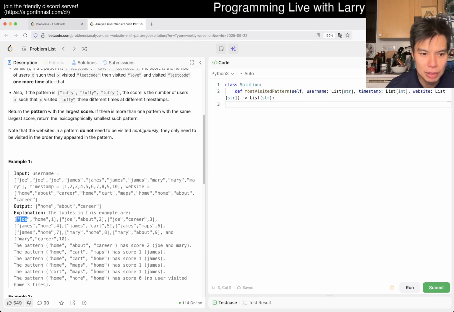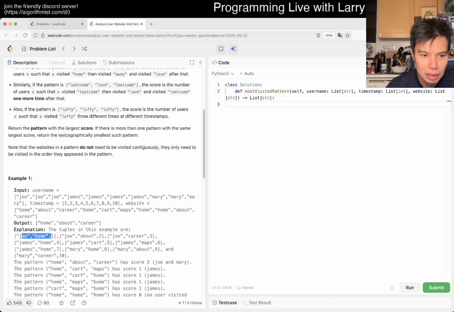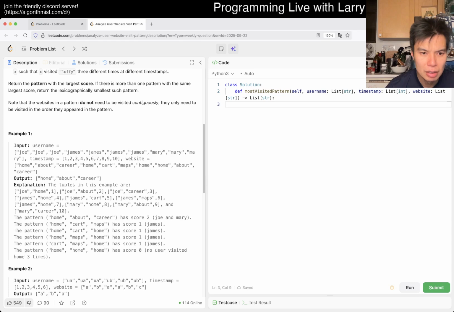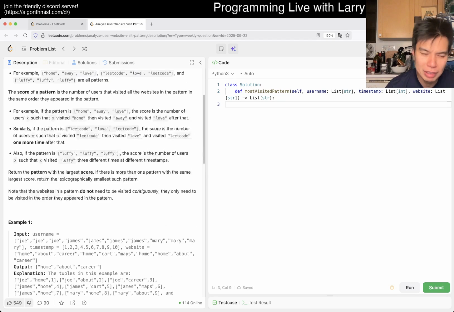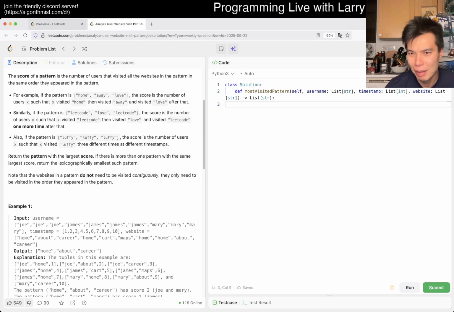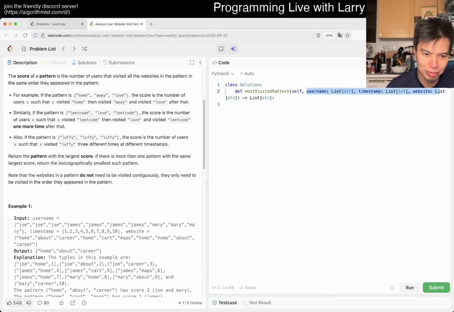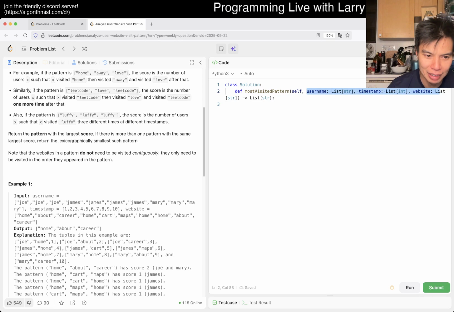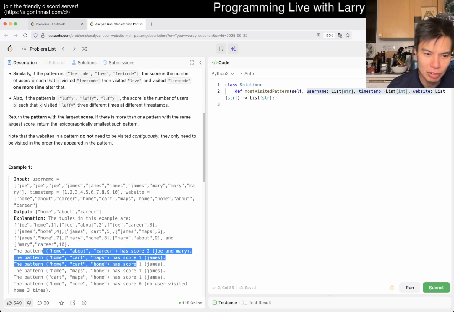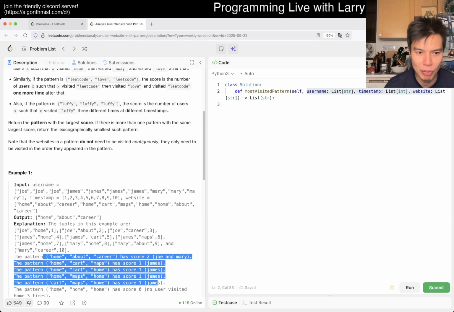Wait, what are the tuples? How do you have to be 3 in a row? Why is there only 2 things? That's the question I had. Oh, I forgot that the tuples are actually the zip version of these 3 things. Okay, so then these patterns. Overall pretty straightforward, really.